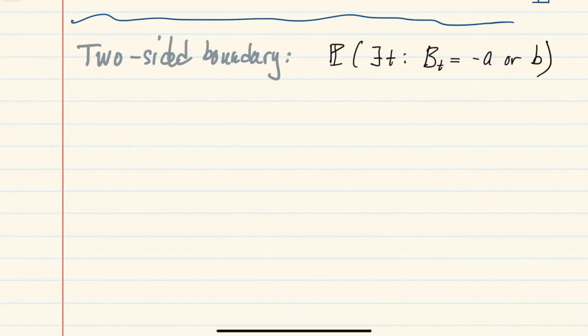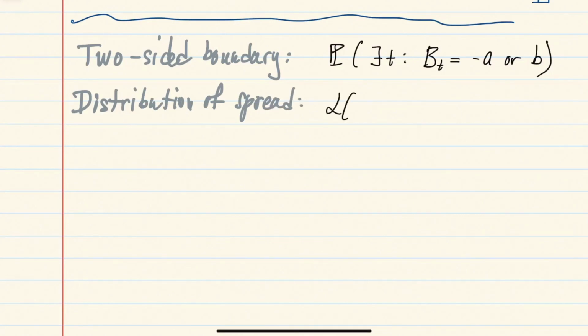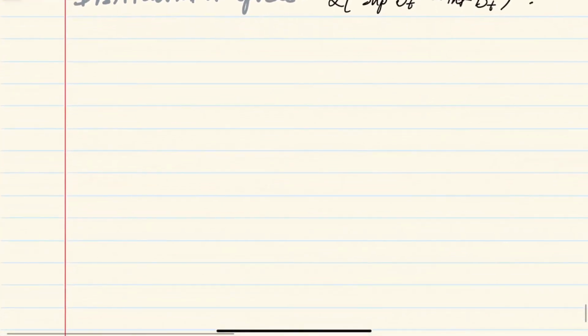But again, I'll refer to the notes for that, and then once you have this result, you can also compute the distribution of the spread. Namely, you can compute the distribution of the difference of the supremum of the Brownian bridge minus the infimum of the Brownian bridge on the interval 0, 1. And it's just a straightforward calculation once you have this two-sided boundary. Then finally, let me say a couple of words about the Kolmogorov-Smirnov test.